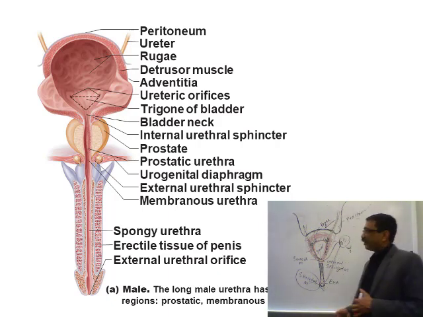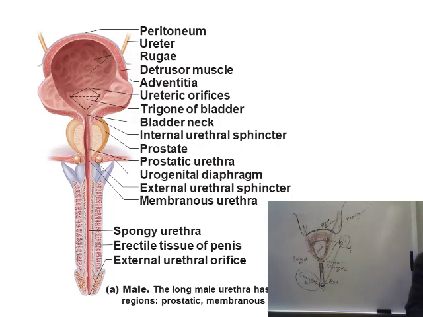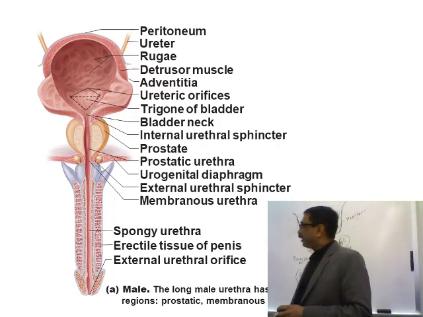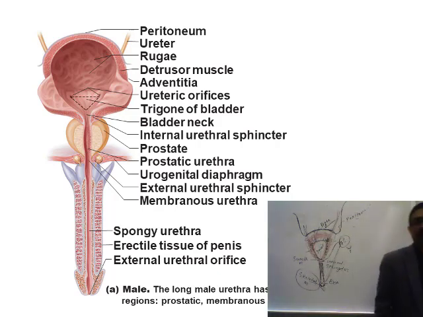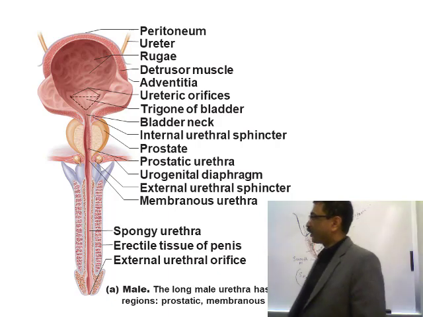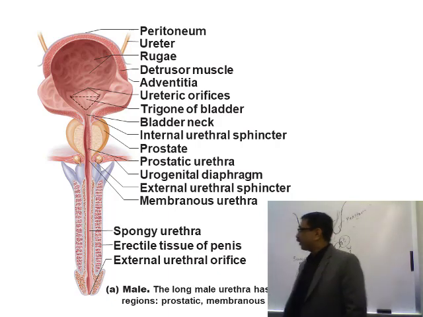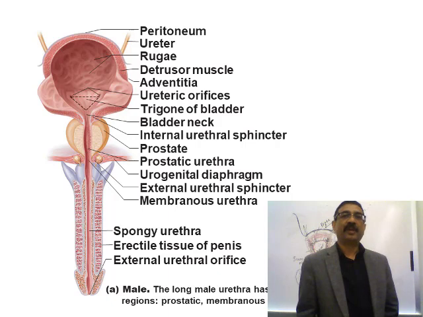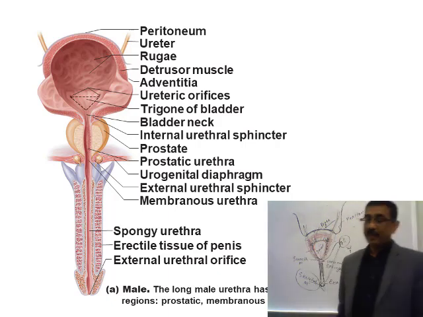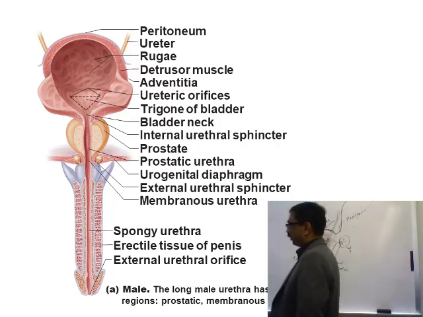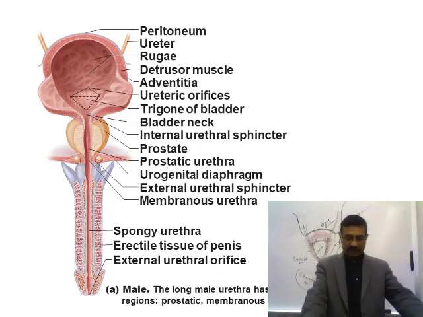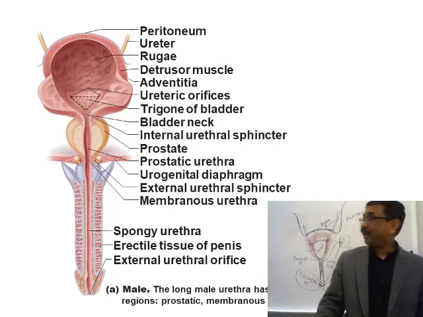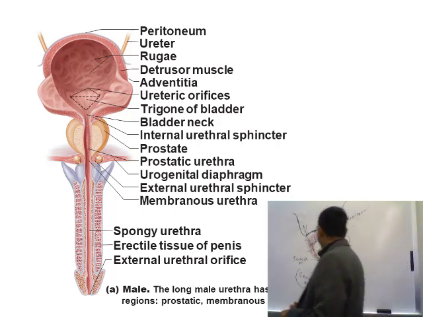Okay, male urethra is 15 to 20 centimeter long and has 3 parts: prostatic urethra, membranous urethra, and spongy urethra. First part is the prostatic urethra because this part passes through the prostate, and it is 2.5 centimeter long. Second part is the shortest part, about 2 centimeter long. This is called the membranous urethra. Why is this part called the membranous urethra?